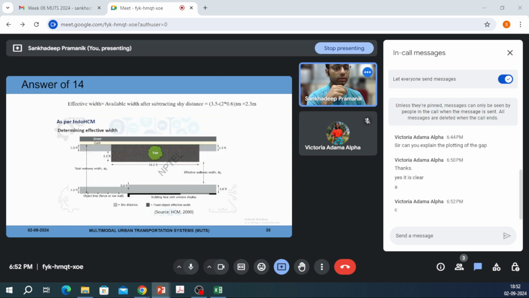So here we discussed that this is the total walkway width from curb to this edge line, and there is shy distance because people may not want to go at the edge or exactly at the curb, so people generally walk after a certain distance. This is actually termed as shy distance, and the effective width is the available width after subtracting this shy distance.